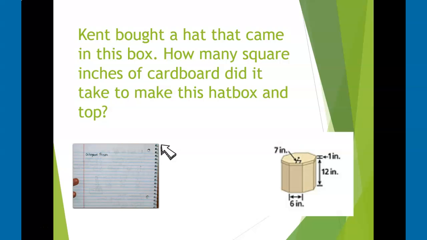Now I want you to pause and write down the shapes that make up this figure. What are the shapes that make up this figure? You should write 2 octagons and 8 rectangles, which is going to seem like a lot of work, but lucky for us, since it's a regular polygon, all 8 rectangles will be the same. So you're going to have 10 total dimensions. So let's start with the rectangles.